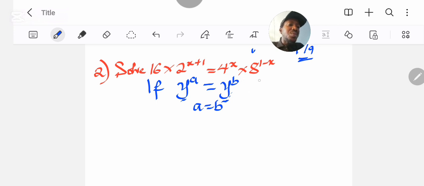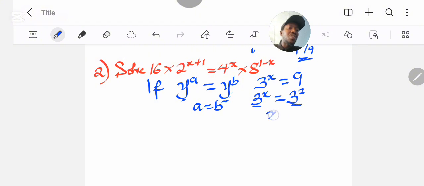So a quick example is if you have 3 raised to power x equals to 9. This is base 3, base 9. So easily we can say 3 raised to power x equals to 9 is 3 raised to power 2. So you can see that you've made the bases the same. So you can easily say x equals 2, because the powers are also the same.